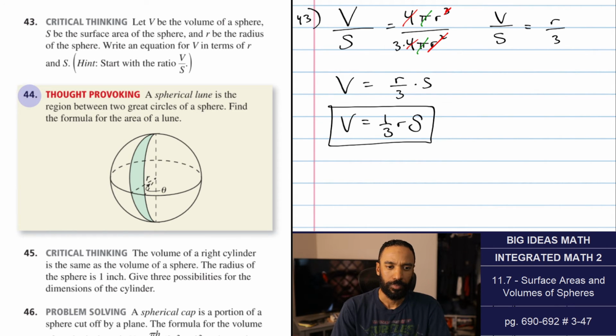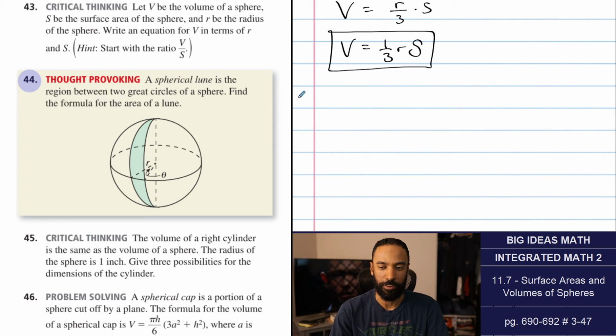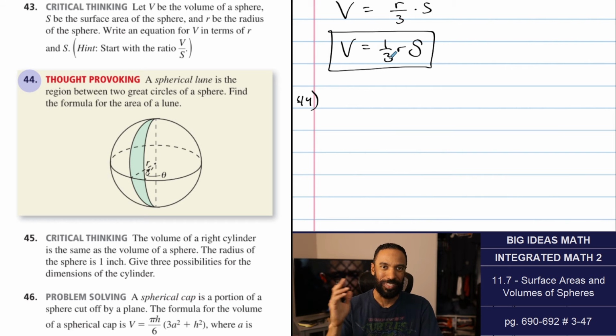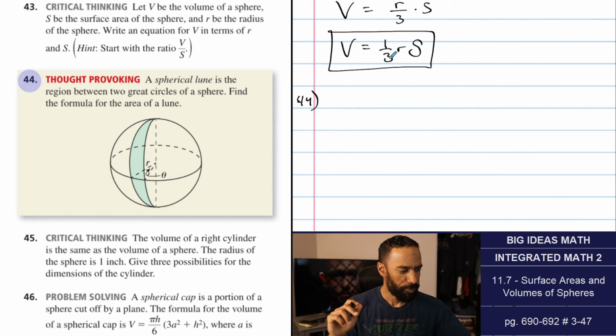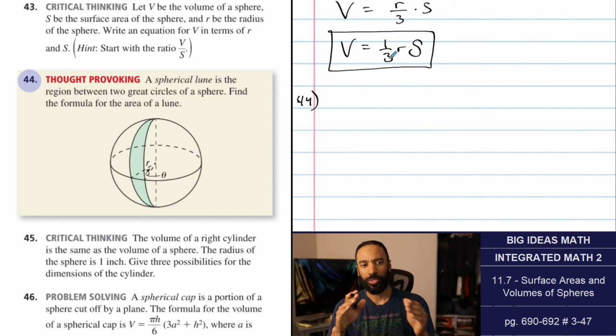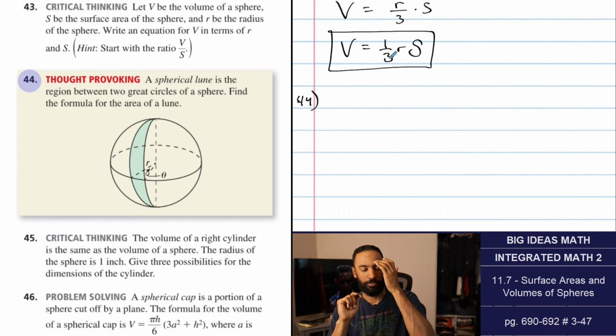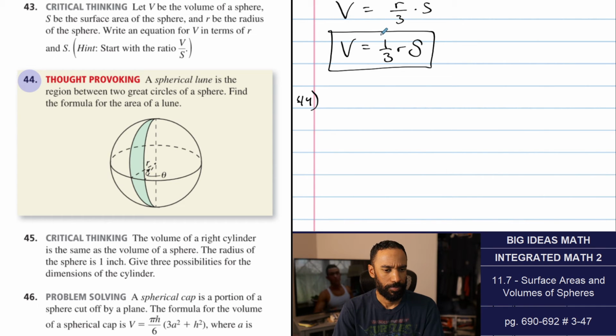Number 44. Thought-provoking. I've seen thought-provoking before with frustums. This better not be a frustum. A spherical loon, I don't know what that is: the region between 2 great circles of a sphere. Find the formula for the area of a loon. So is it only on this side of the sphere, though? Is it just on the front? It looks like it. So you have a radius of r.